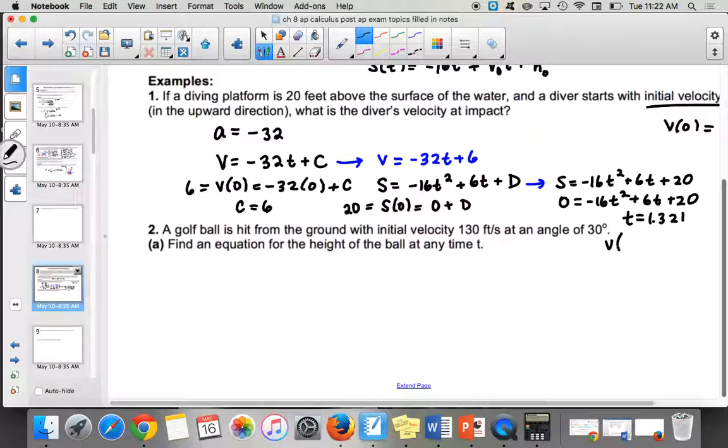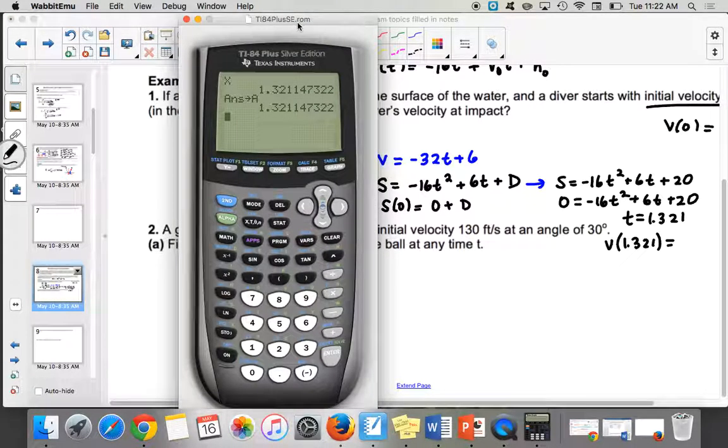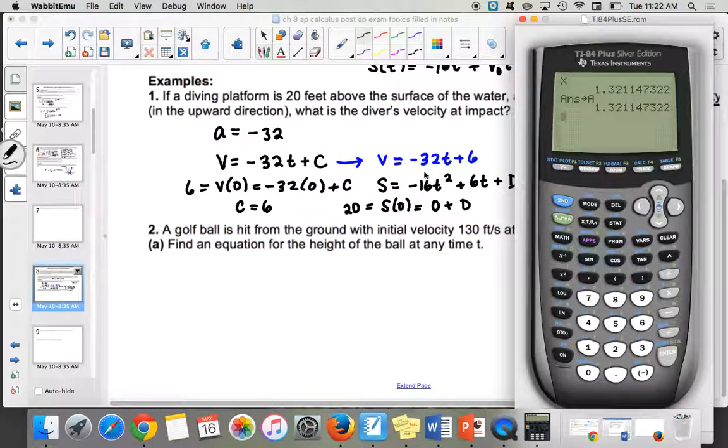So if we're finding the velocity at impact, then I plug that number into the velocity equation. So I'm going to take that number, and I'm multiplying by negative 32, so times negative 32. And then I'm going to add it to 6. So your answer should be negative 36.277.